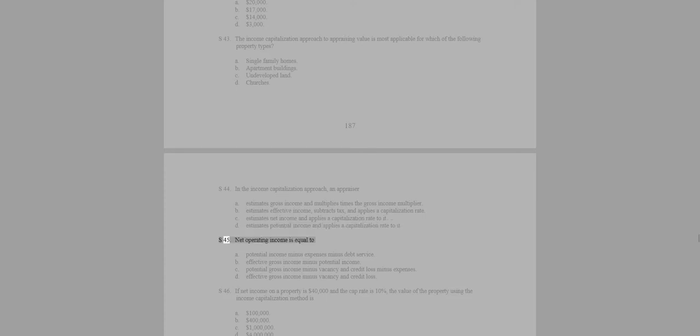S45. Net operating income is equal to A. potential income minus expenses minus debt service. B. Effective gross income minus potential income. C. Potential gross income minus vacancy and credit loss minus expenses. D. Effective gross income minus vacancy and credit loss.